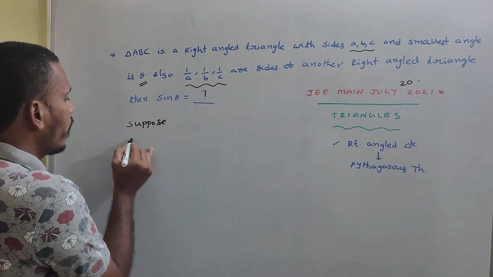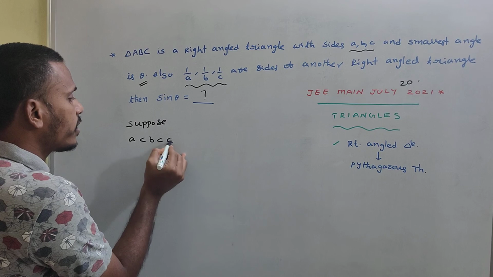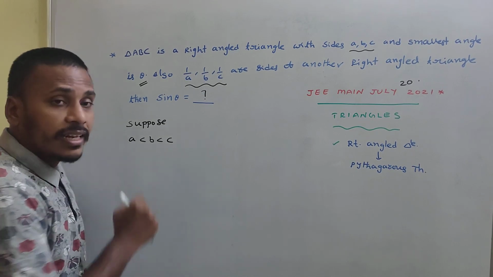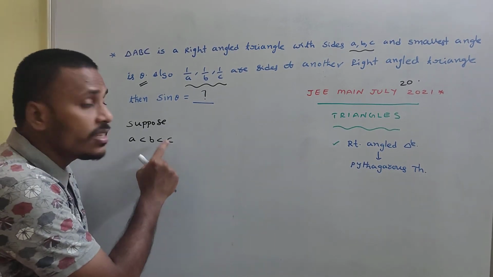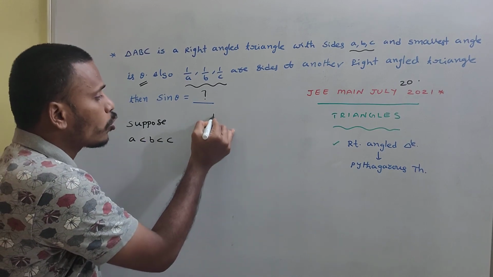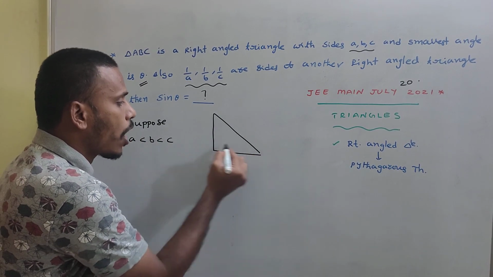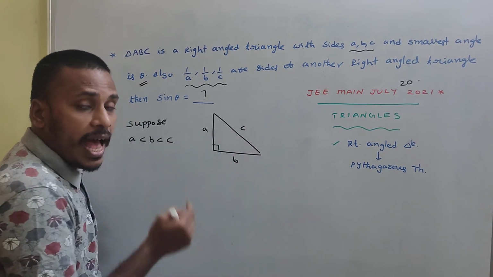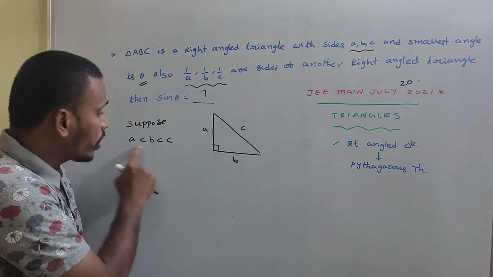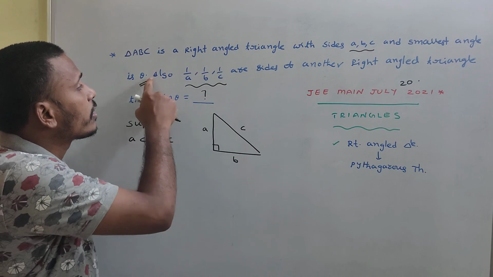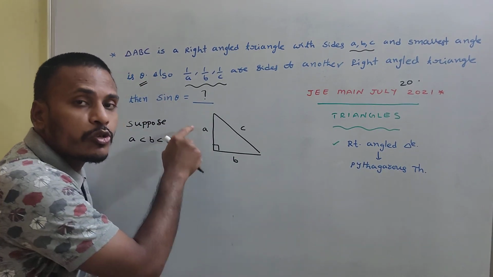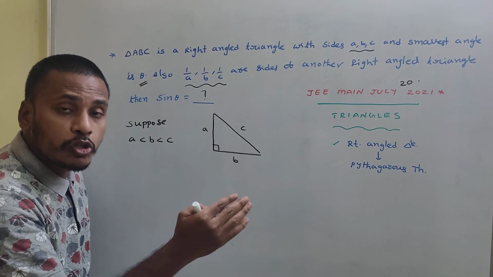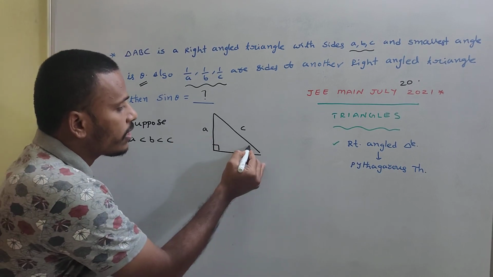You just suppose that a is less than b is less than c. Since a, b, c are the sides of a right angle triangle, and since we are supposing that a is less than b is less than c, c is the largest side, a is the smallest side. So when you think about a right angle triangle, since c is the largest, this c is the hypotenuse and the other two sides are a and b. As we consider a the smallest side, and as they have given that the smallest angle is theta, the angle opposite to this a is theta. It is obvious, right? The smallest angle is opposite the smallest side, and that's why this angle is theta.